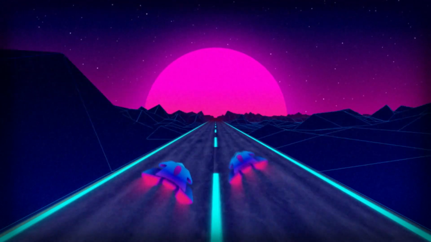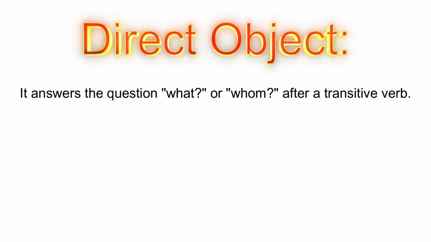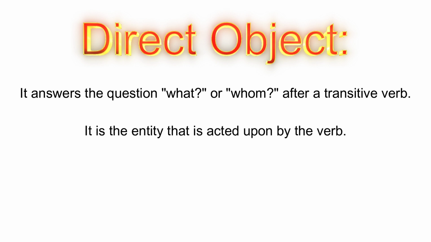In the complex world of sentence structure, direct and indirect objects are the unseen heroes, often determining the meaning and flow of our statements. Let's take a look. First, let's tackle the direct object. A direct object answers the question what or whom right after a transitive verb. It's essentially the thing directly affected or acted upon by the verb.